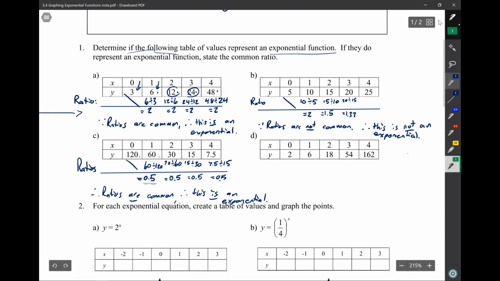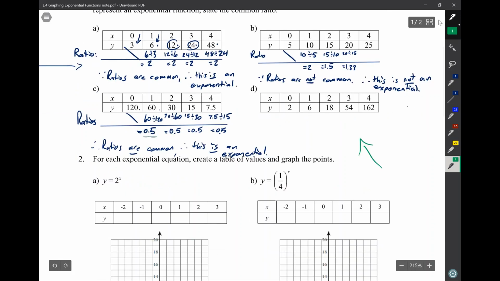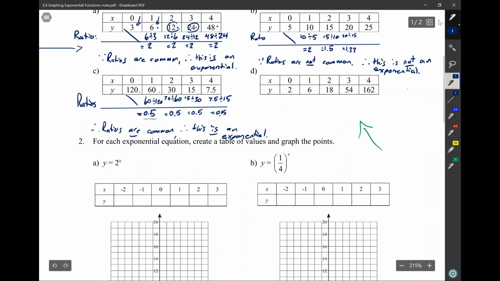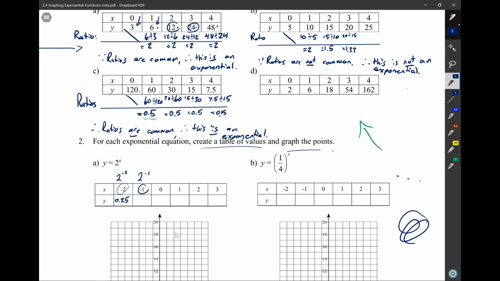So you should be able to do D here on your own. I'll leave that for you. And we'll work on example 2 now. Here what we're doing is we're going to graph. So we'll create a table of values first, and we'll just graph the points. If I put 2 to the power of -2 into my calculator, I get 0.25. Now I'll try 2 to the power of -1 into my calculator, and I get 0.5.